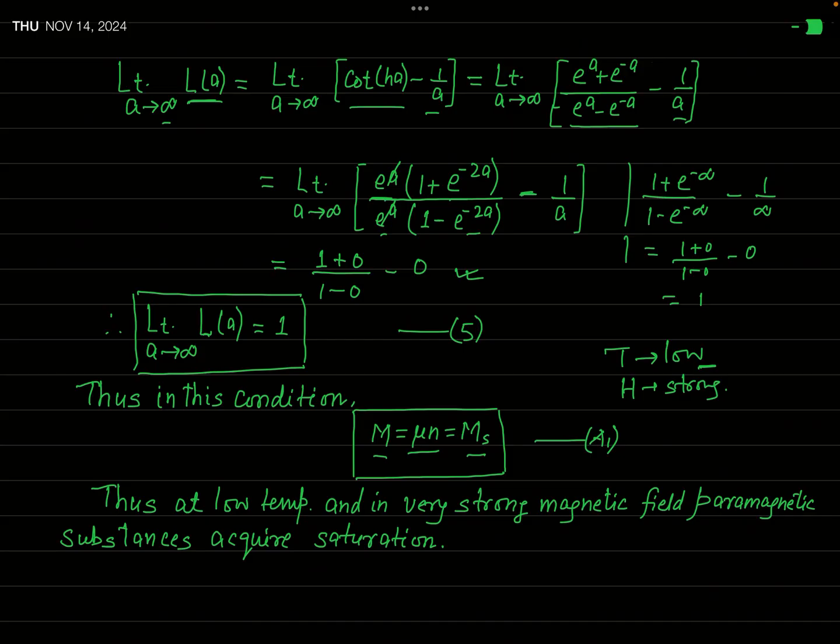That's why in this physical condition we can say that almost all the atomic or molecular dipoles will align themselves along the line of action of the magnetizing field, and that's why M is simply equal to the saturation magnetization. I have written it here. You can say that thus at low temperature and in a very strong magnetic field, a paramagnetic substance acquires saturation.